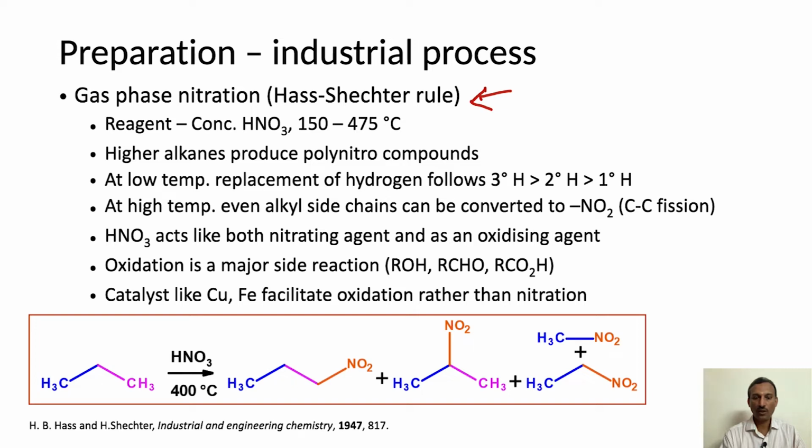So here the reaction is carried out using concentrated nitric acid, and the temperature is very high, 150 to 475 degrees. In the case of liquid phase nitration, we only have up to 140 degrees and under pressure, but in the case of gas phase nitration, we are going to very high temperatures. Here higher alkanes generally produce polynitro compounds. So the lower alkanes actually give the required product, but when we use higher alkanes, that leads to polynitro compounds.